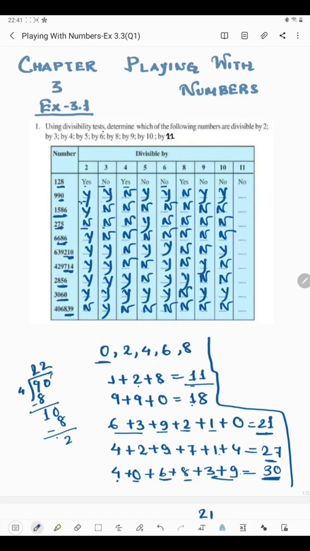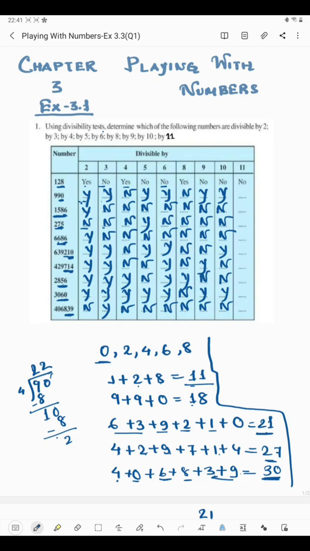Now, according to the divisibility rule for 11, we have to find the difference between the sum of the digits at even places and the sum of the digits at odd places. If we get 0 or 11, then the number is divisible by 11.